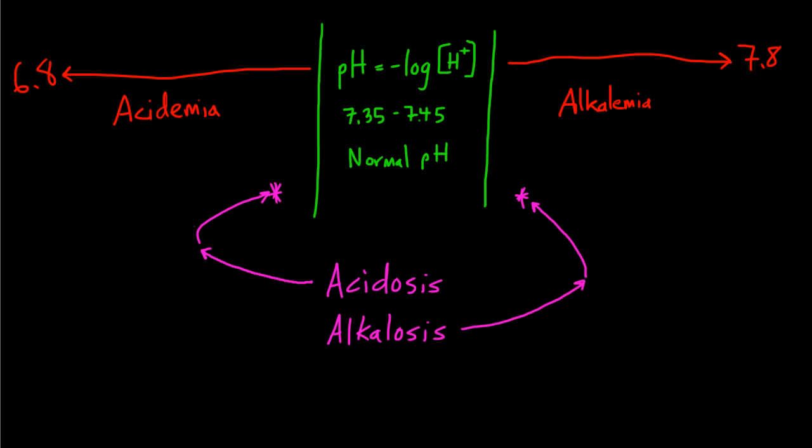But acidosis and alkalosis are processes, they're disorders, whereas acidemia and alkalemia is what the pH actually is in the patient. For instance, you could have an acidosis and an alkalosis simultaneously and actually have a pH that's within the normal range, even though there are two separate disorders present. So understanding those differences is important.